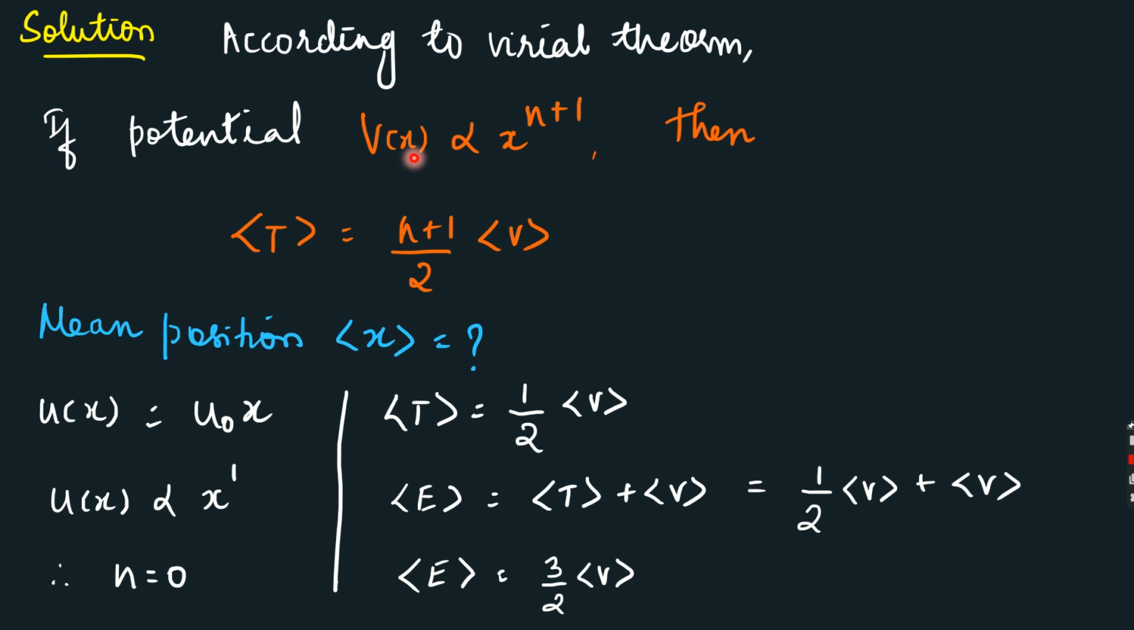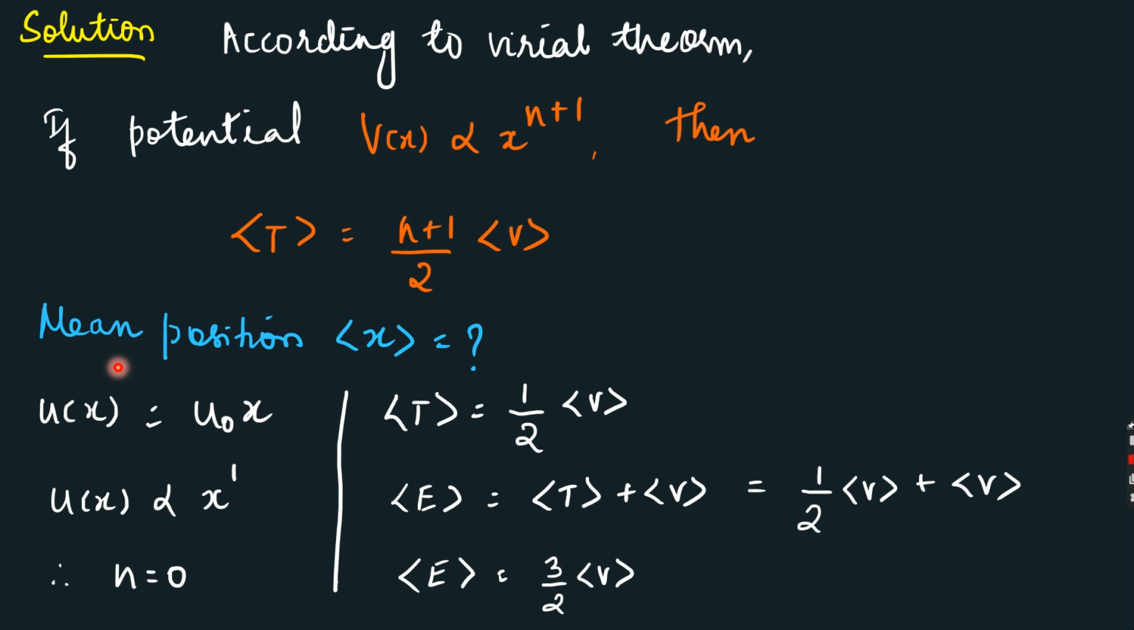Now, according to the virial theorem, if the potential varies as x power n plus 1, then T will be equal to n plus 1 by 2 into E. So this was a formula which I haven't discussed with you. So you can just write this down, and also the first and second order phase transition, you can also write this.